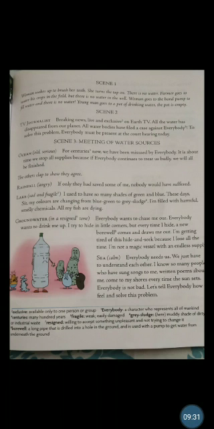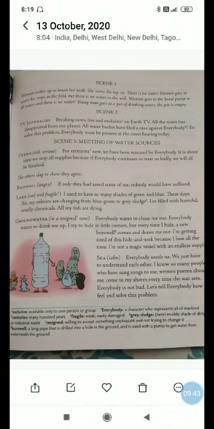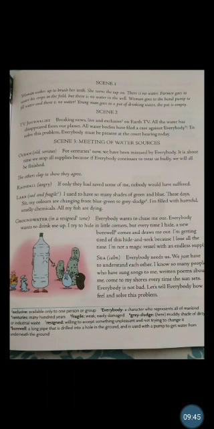You must have learnt in science that there is rainwater harvesting. We can collect the rainwater in a tank, and we can do rainwater harvesting. That means we can save the rainwater, and we can reuse the rainwater for a lot of purposes. So he says, if only they had saved some of me, nobody would have suffered. Rainfall is saying, they did not save me, so the oceans are being finished, people are making them dirty.